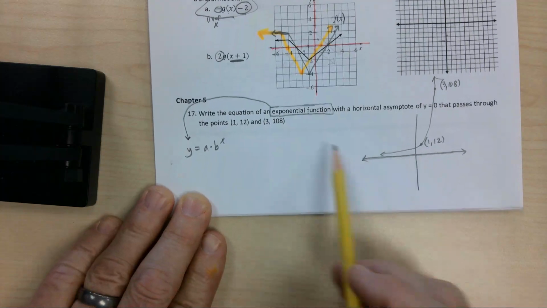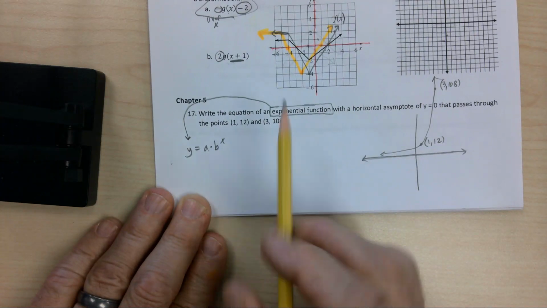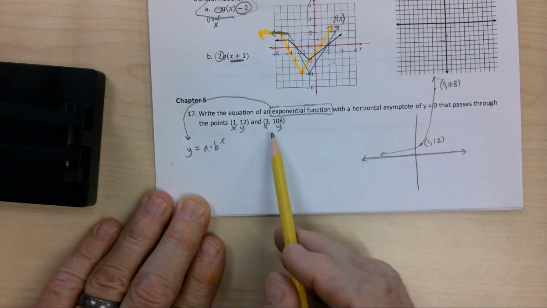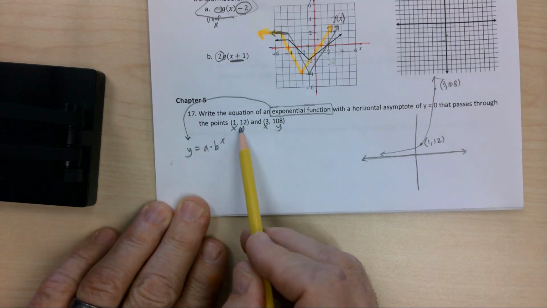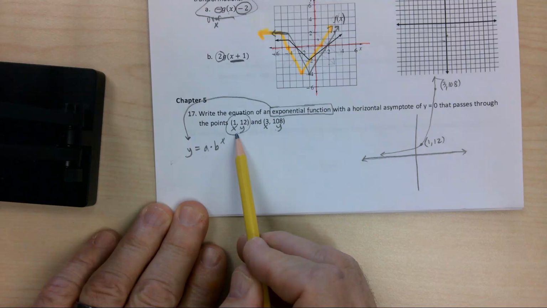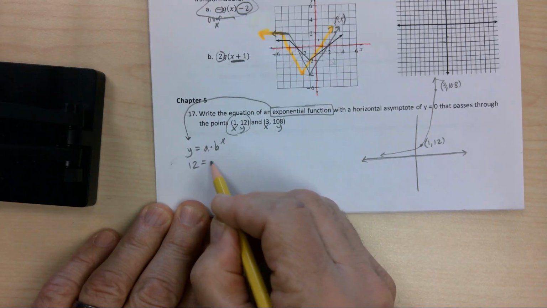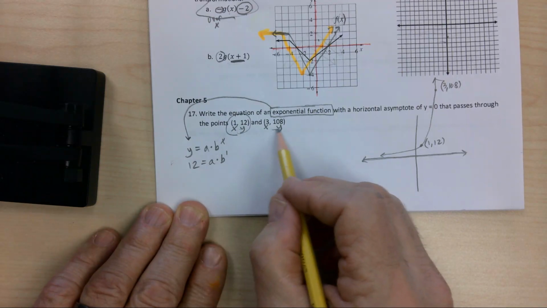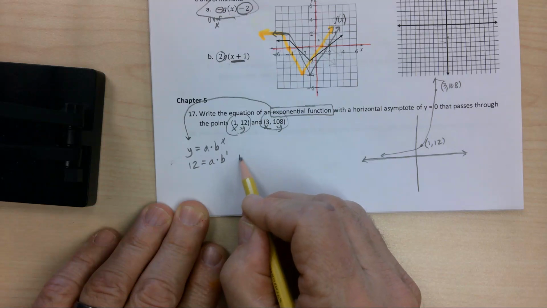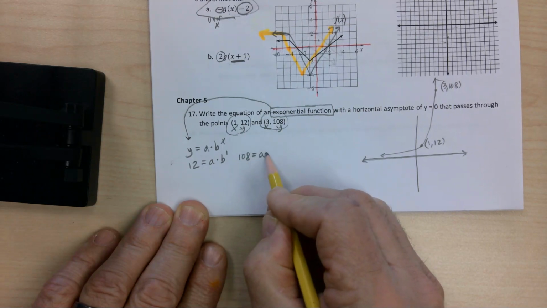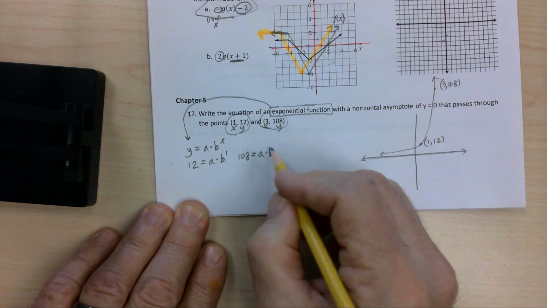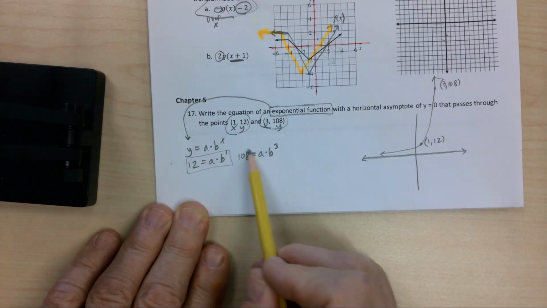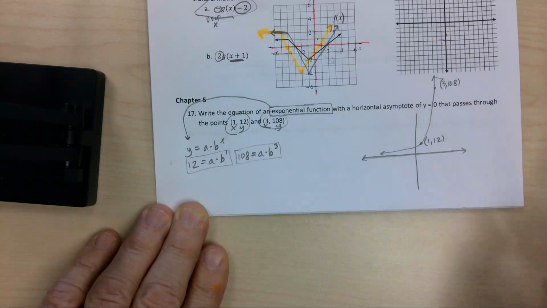So we've got to find A, and we've got to find B. Notice this is an X and this is a Y. This is an X, this is a Y. That's going to help us find out what A and B are if we just plug these in. So if I plug this one in, I'm going to get Y equals A times B to the X. And if I plug this one in, I'm going to get 108 equals A times B to the third power. Notice I now have two equations with two variables. I should be able to use substitution.